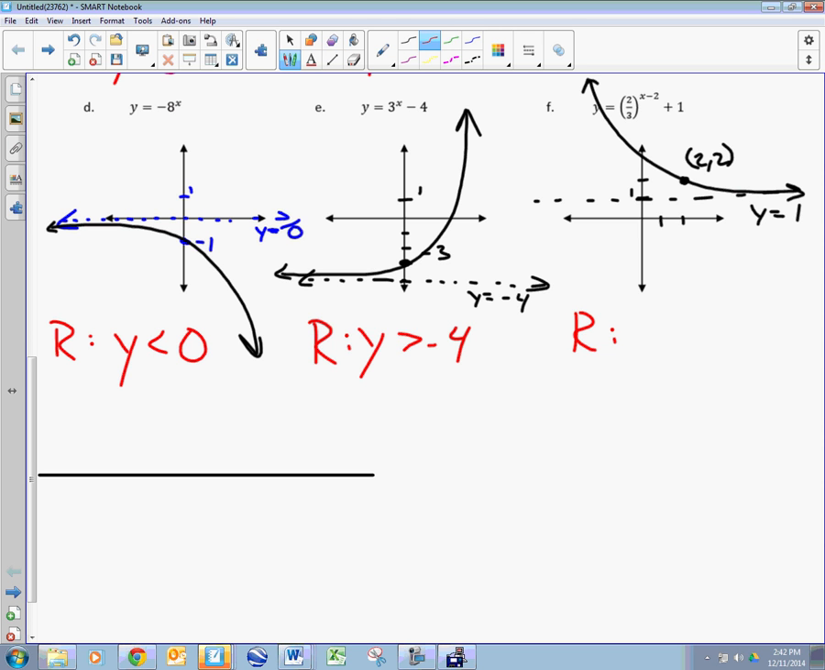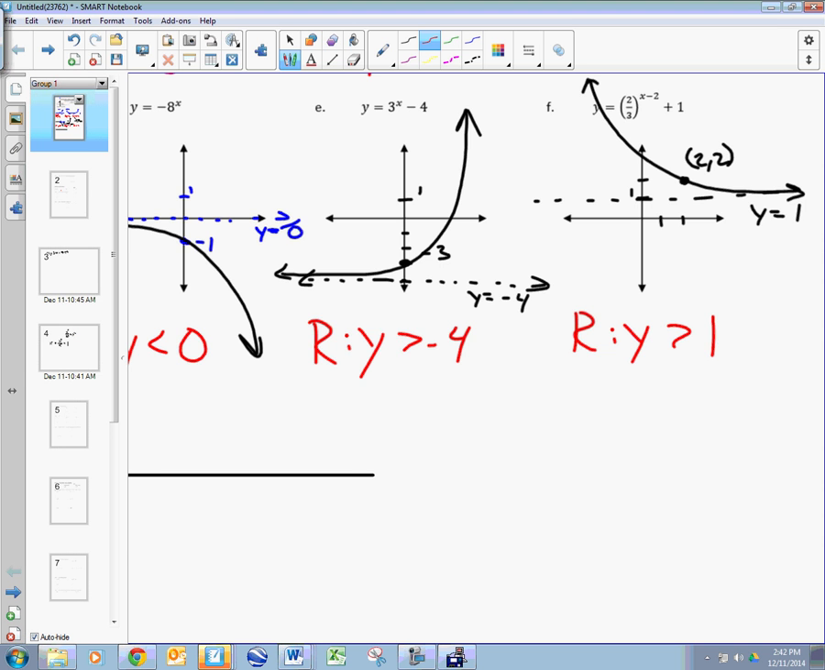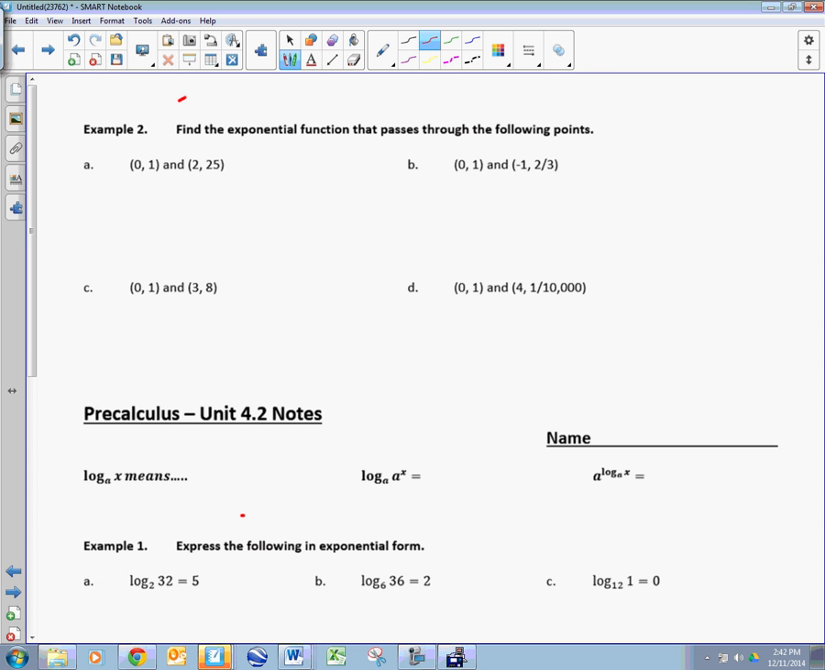And your last one, y is greater than 1. Yep, good. Okay, flip it over.